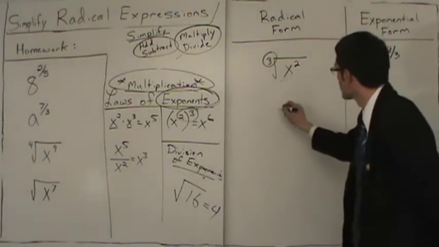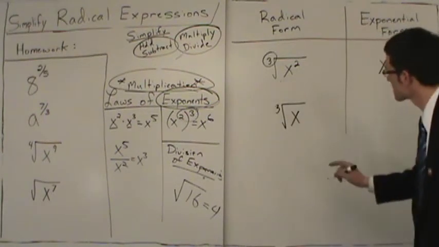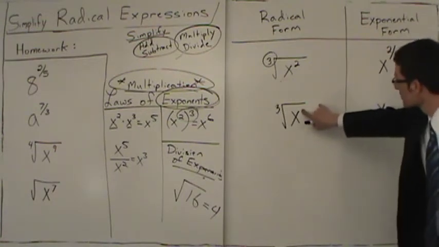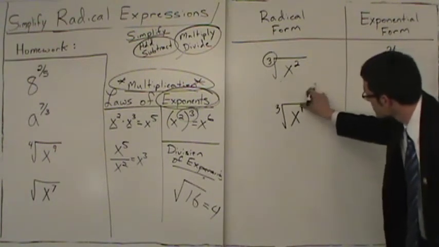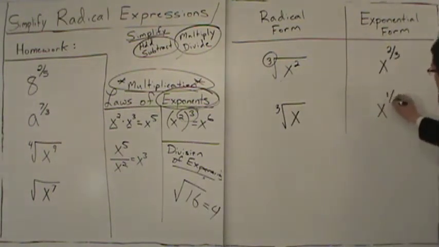Let's practice another one. If we write the cubed root of x, it is written as x to the exponent underneath is unwritten. This is assumed to be a 1. So we say x to the 1 divided by 3, or 1/3 power.